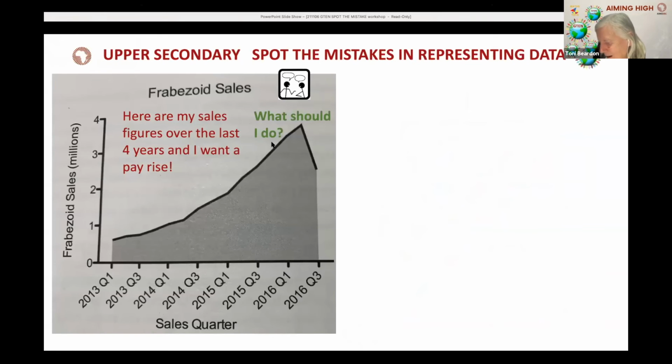Okay, and here we have another context, a story. So I'm a salesman, and these are my sales figures for 5 years. And oh my goodness, my sales have dropped in the last quarter. The sales figures are given there every half year, for the end of quarters 1 and 3. And in the last quarter, my sales have dropped, but I want a pay rise. What should I do?